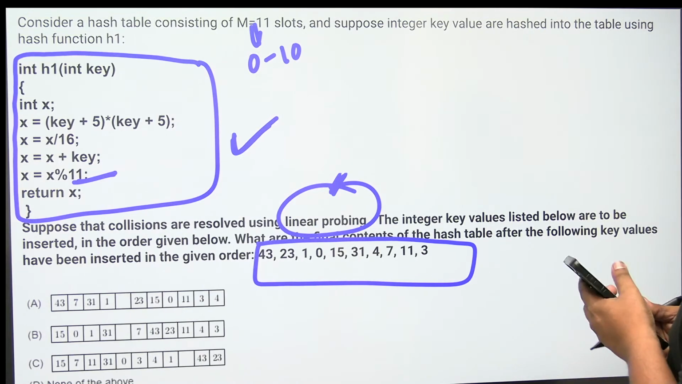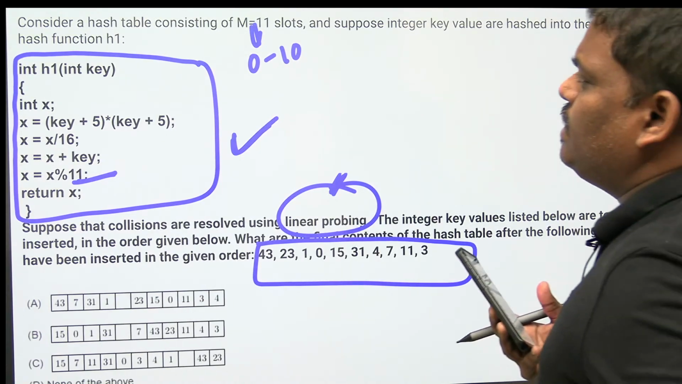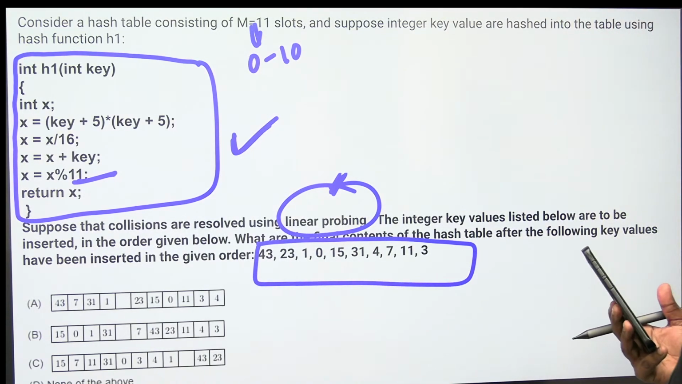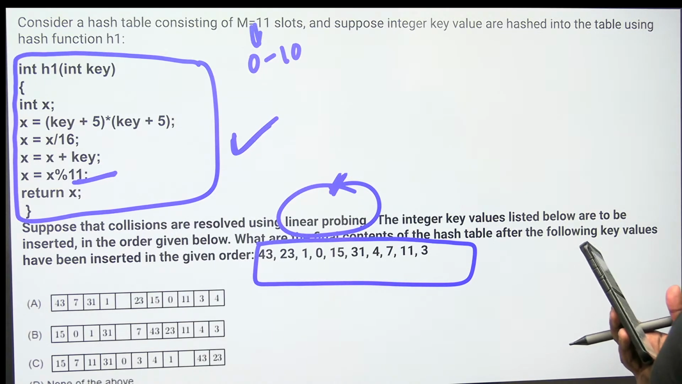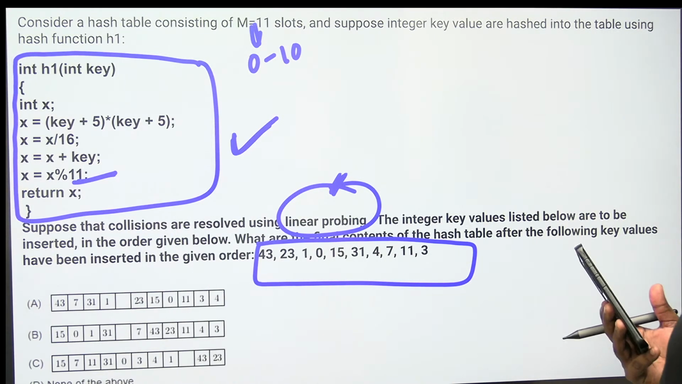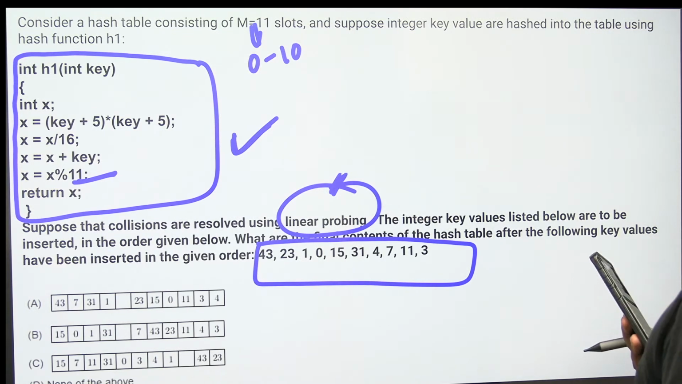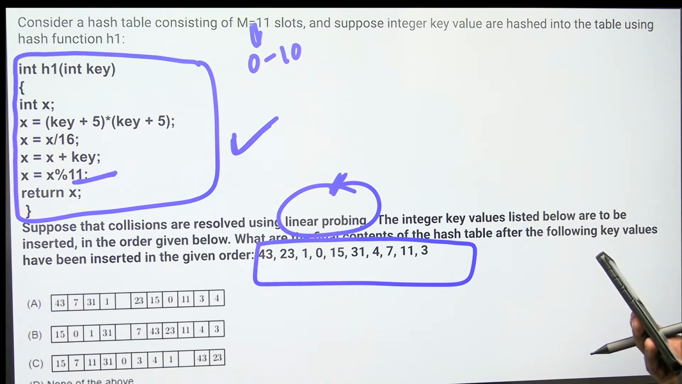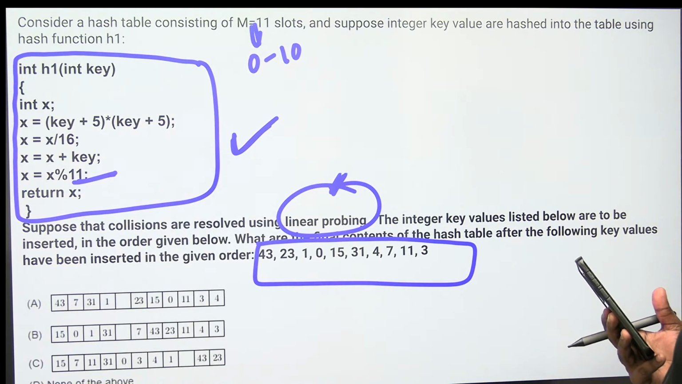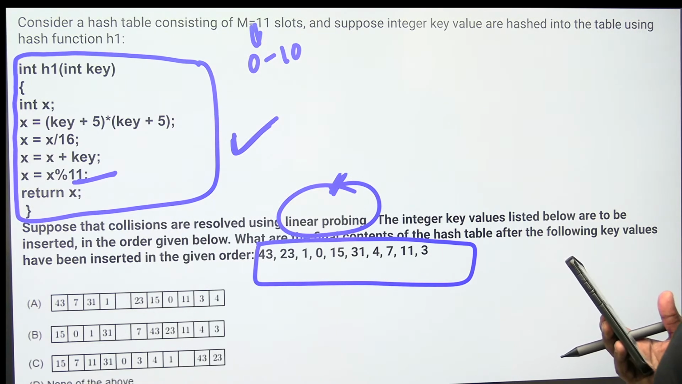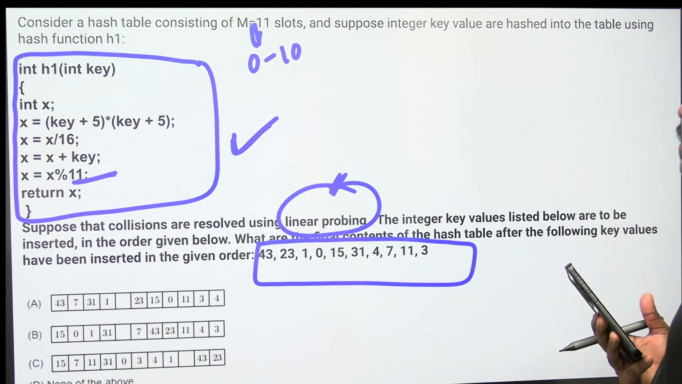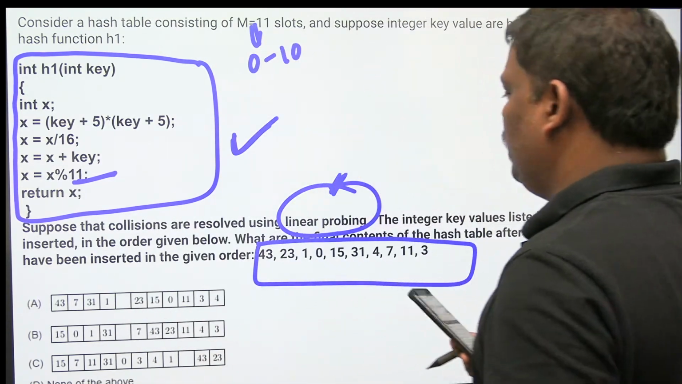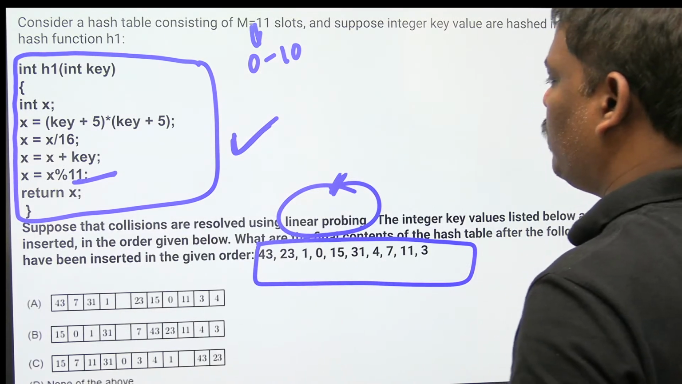In any hashing problem, the things needed are: the hash table size, 0 to 10; the hash function, given in the form of a program; the collision resolution technique, linear probing; and the elements, also given. Then he is asking what are the final contents of the hash table after the following keys have been inserted in the given order. Four options are given. We have to identify. Let's take the first element.